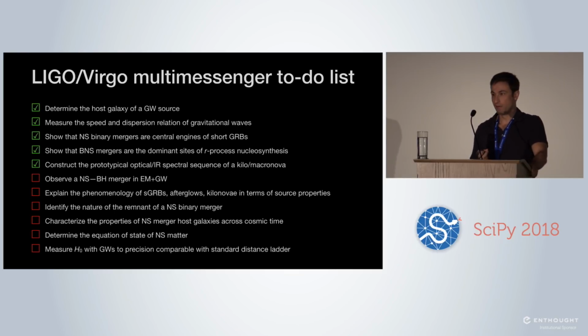We'd like to characterize the properties of the host galaxies of these sources across cosmic time. We'd like to determine what are neutron stars made of? What's the equation of state of matter at nuclear densities? And we'd like to measure the Hubble constant, which describes the rate of expansion of the universe, using gravitational waves.